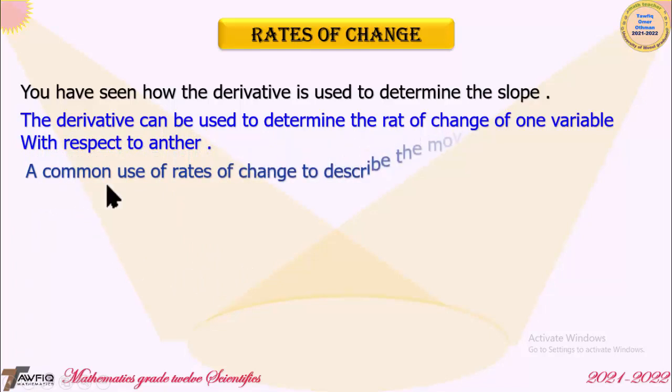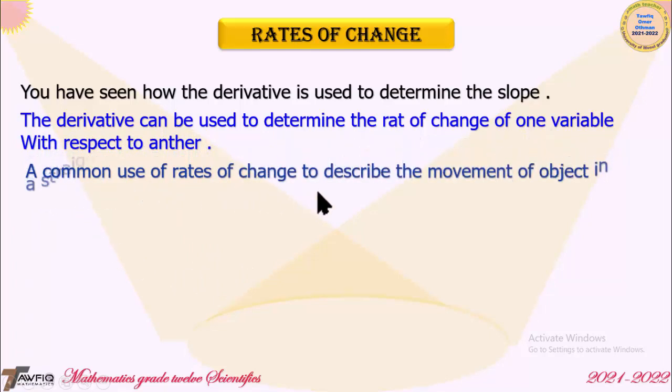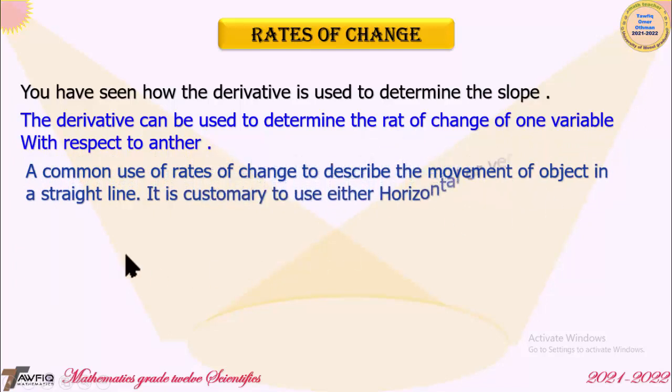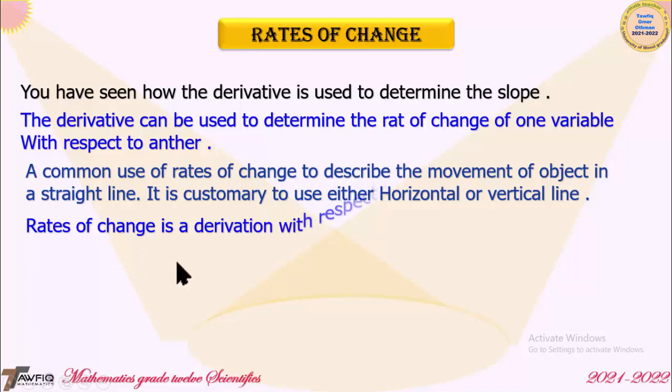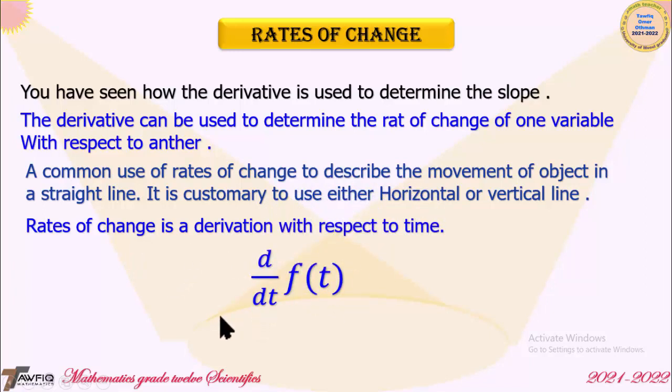A common use of rates of change is to describe the movement of an object in a straight line. It is customary to use either a horizontal or vertical line. Rate of change is the derivative with respect to time. That means taking the derivative with respect to t, df/dt.